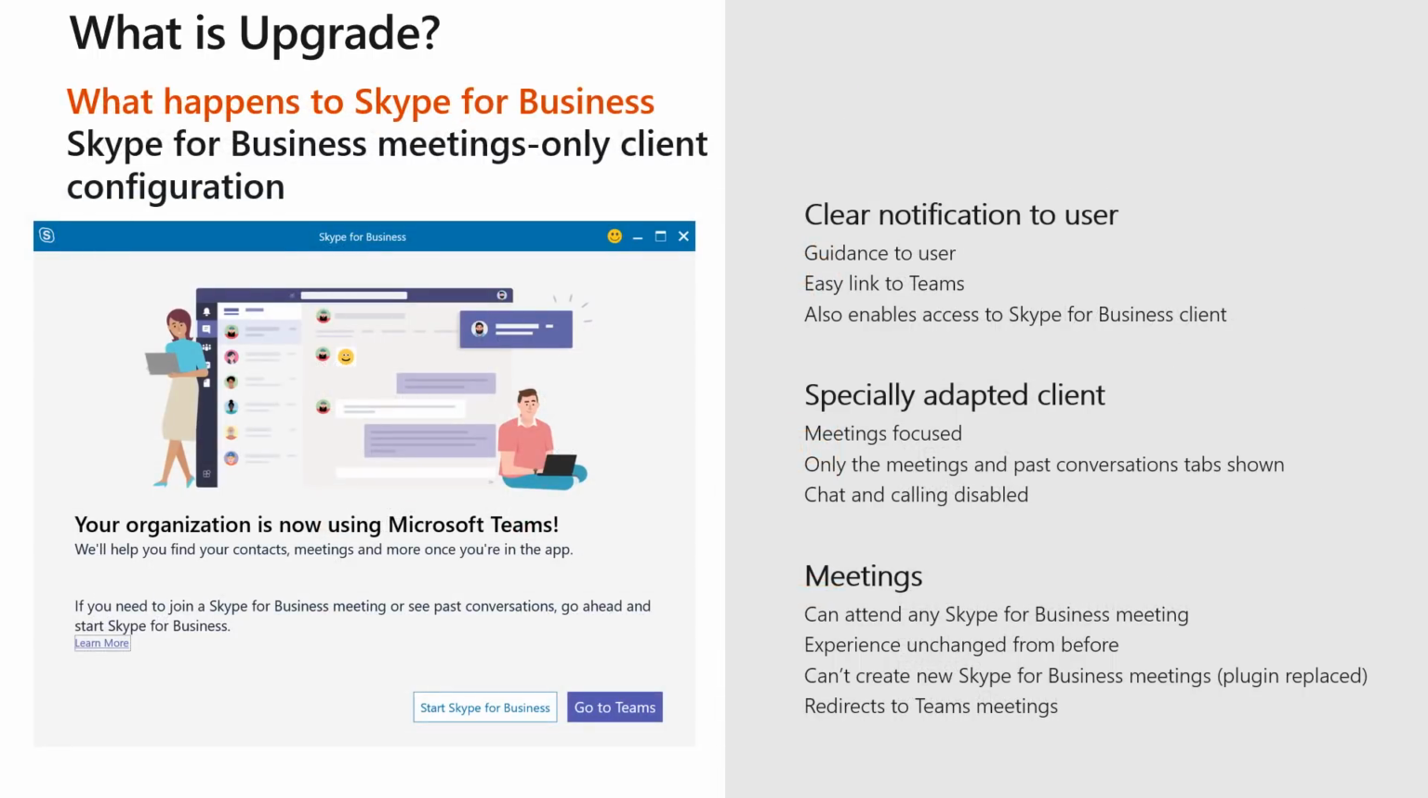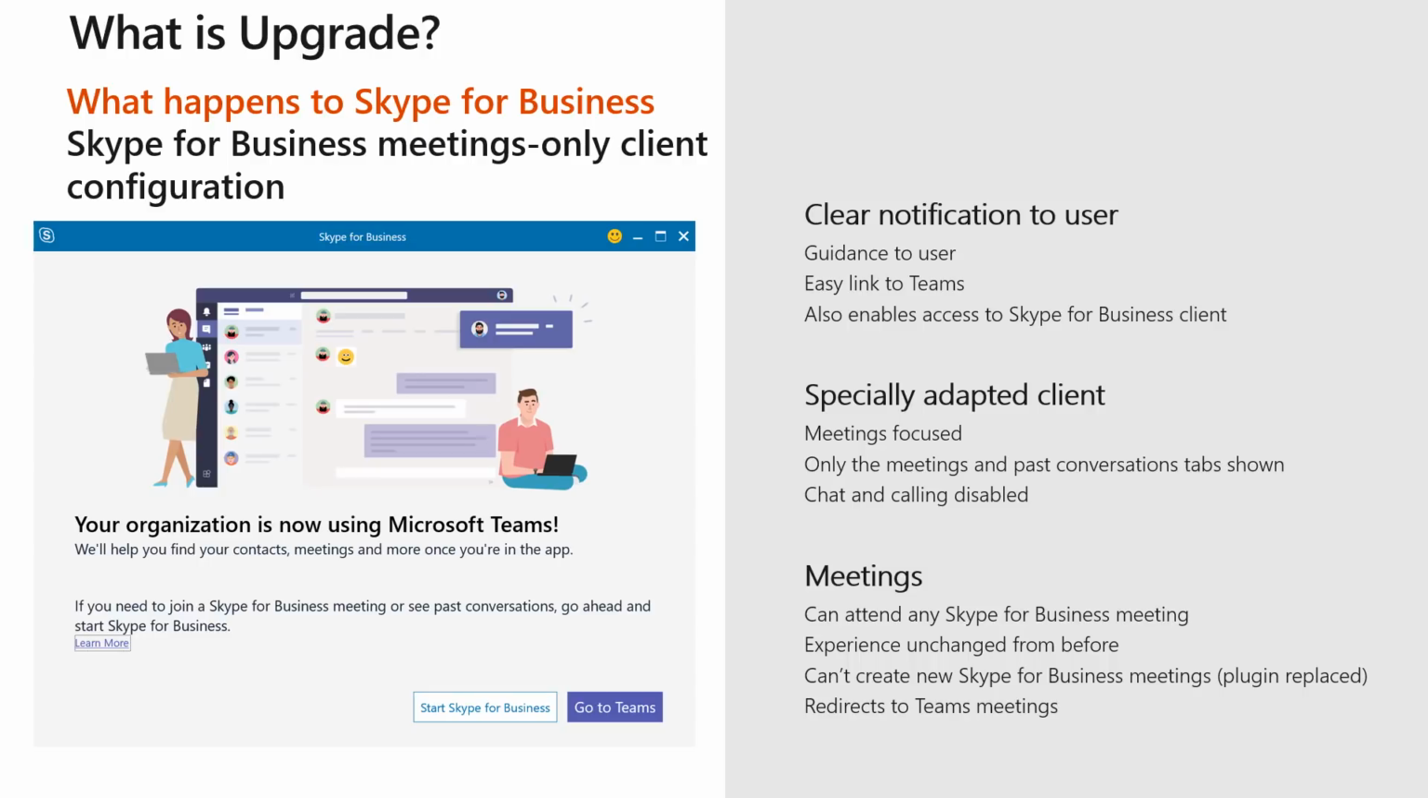Now, as I mentioned earlier, when you are upgraded to Teams, you are in Teams only mode, but your Skype for Business client is actually still present on your machine. We don't actually remove the binaries or the bits from a machine when a user is placed into Teams only mode. However, we do take the Skype for Business client and optimize it into what we call a meetings-only client configuration.